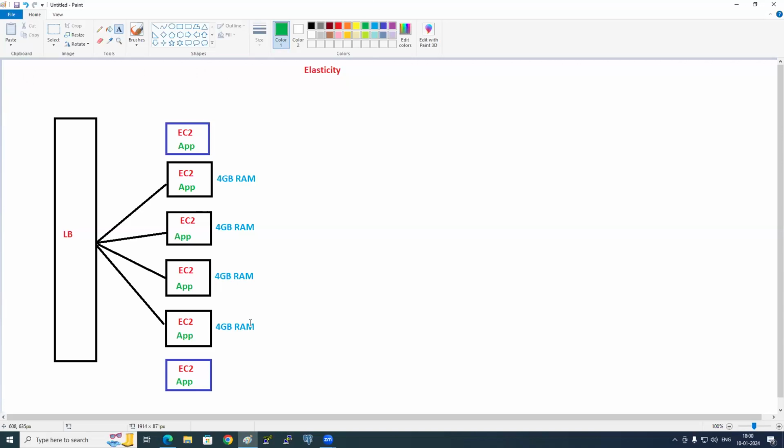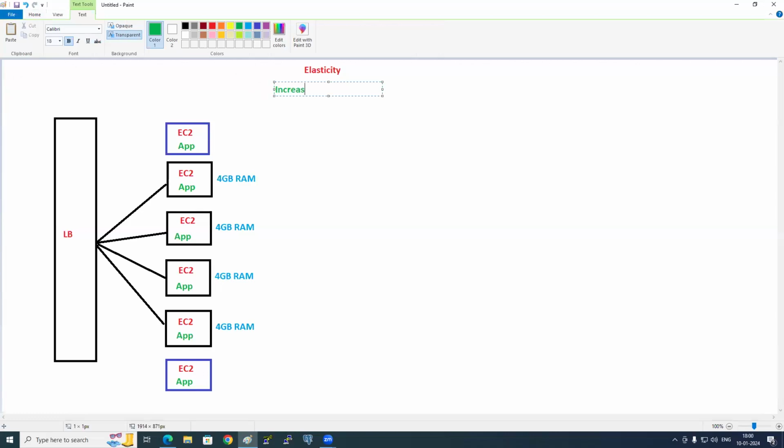What is that called? Elasticity. What is elasticity? Increasing or decreasing the number of servers based on the load is called elasticity. Clear? So I'm writing it here. What is elasticity? Increasing or decreasing the number of servers based on the load is called elasticity.